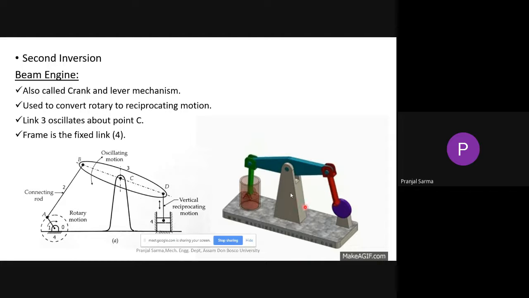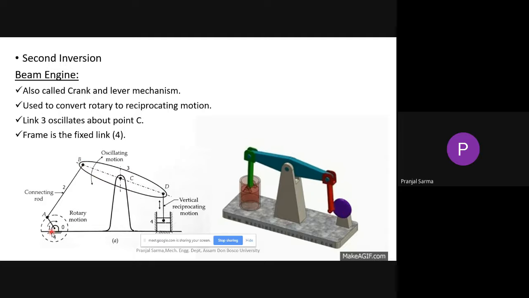Yes. So this particular beam engine is evident in the different oil rigs. It is nothing but another inversion of the four-bar chain. This is known as the beam engine. This mechanism is also known as the crank and lever mechanism, because one of the links is behaving like the crank and one is behaving like a lever.